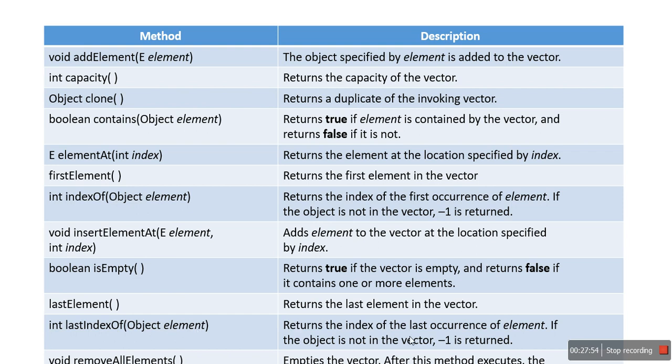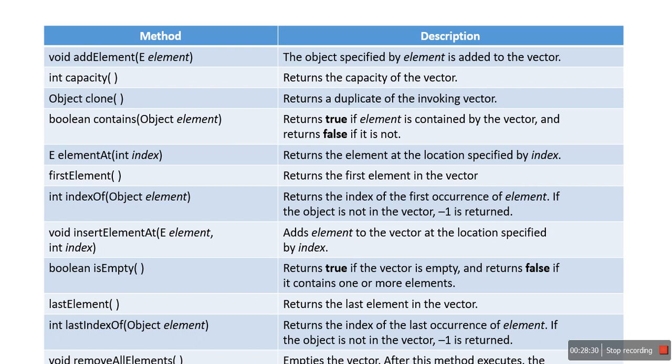It returns the index of the last occurrence of the element. If the object is not in the vector, -1 is returned. See here, lastIndexOf for any specific element returns the index of the last occurrence of that element. If you mention an element that is not present in the vector, it returns -1. Otherwise it returns the last index value.